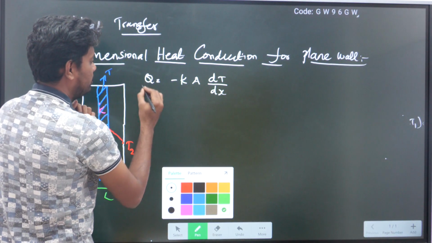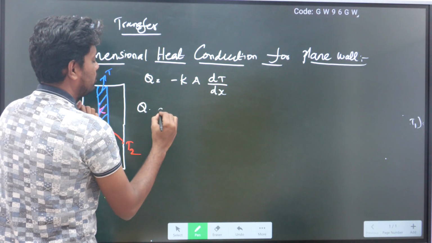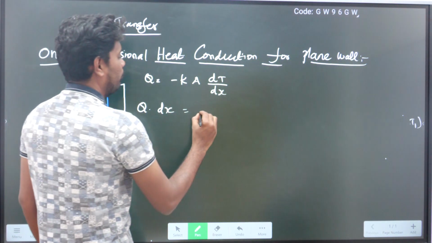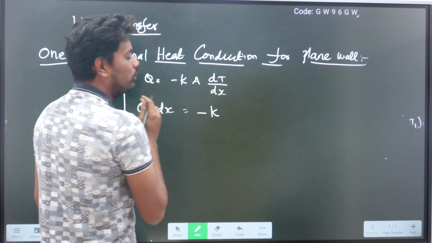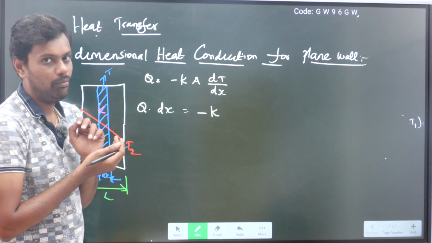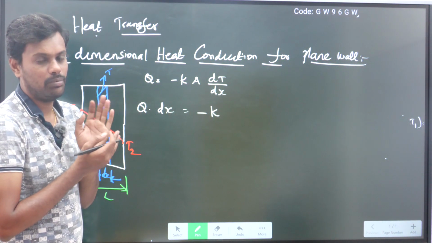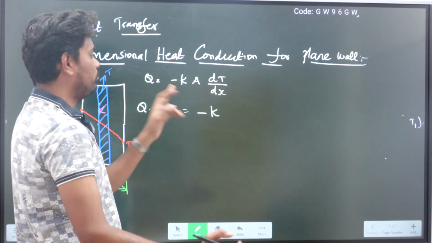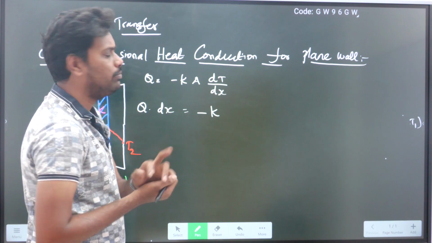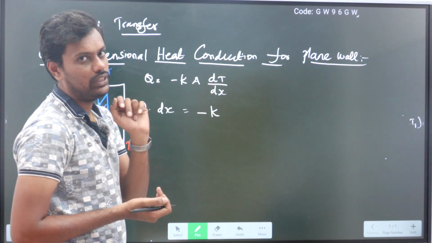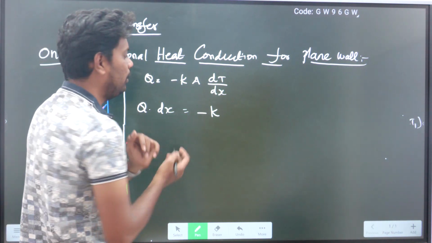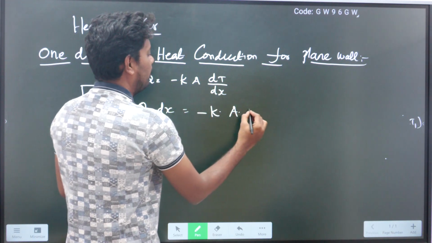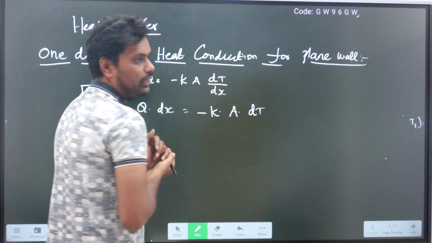I am just taking this dx to the left hand side. So this will become Q into dx, which is equal to minus K. We know the reason for the minus K: because heat is transferring from higher temperature to lower temperature, the gradient is negative. That's why I am putting this negative symbol, minus K. K, we know, is the thermal conductivity of the material, into area A. This dx I have already taken there. So here dT only remains.